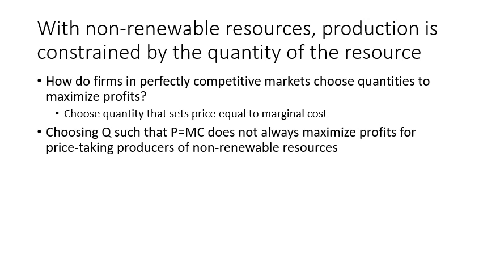How do firms in perfectly competitive markets choose quantities to maximize profits? They choose a quantity that sets price equal to marginal cost. So this is without a finite resource, just a general perfectly competitive firm. Choosing Q such that P equals marginal cost does not always maximize profits for price-taking producers of non-renewable resources, however. When there's a reserve, it's slightly different.